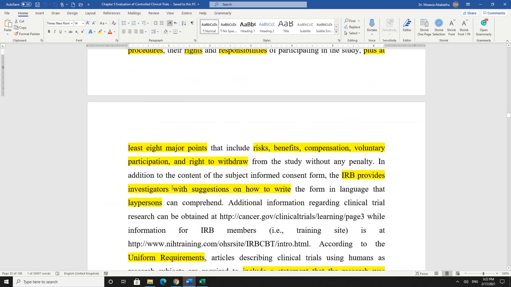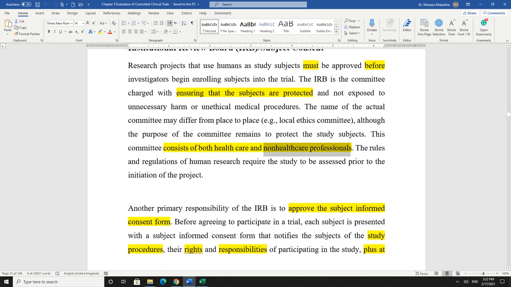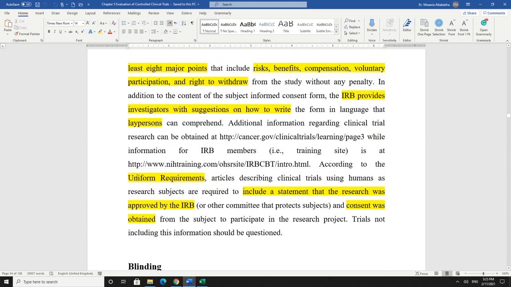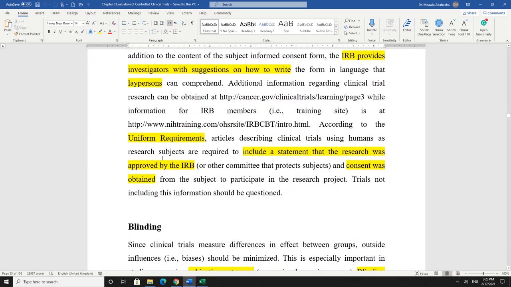IRB provides investigators with suggestions on how to write. For example, that's why here you have a non-healthcare professional. They will tell you, okay, you have here a statement about the procedure, but I don't think the lay person will understand what you are saying. So they will give you suggestions on what to write. And what are the functions of IRB? Approve clinical trial, approve patient informed consent, help in writing subject informed consent. Okay.